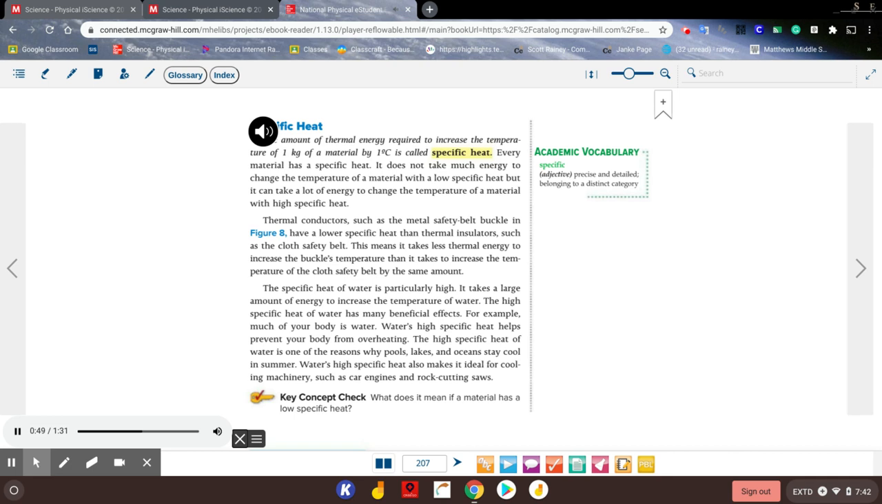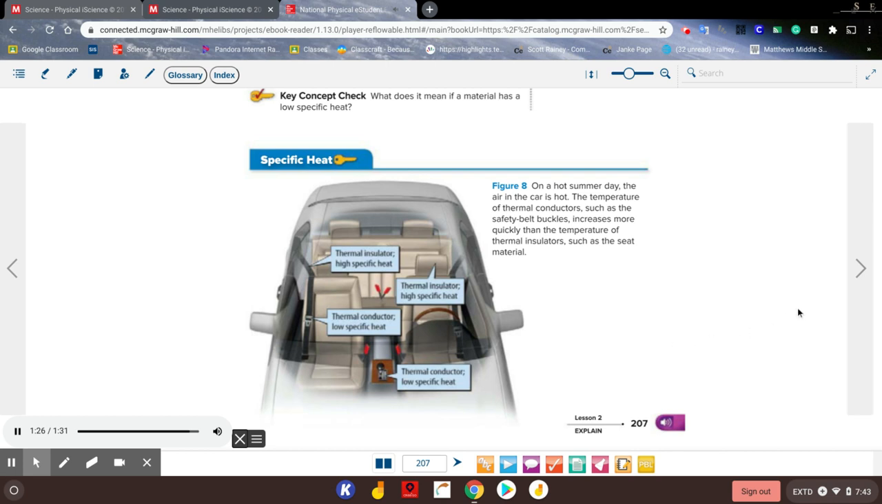The specific heat of water is particularly high. It takes a large amount of energy to increase or decrease the temperature of water. The high specific heat of water has many beneficial effects. For example, much of your body is water. Water's high specific heat helps prevent your body from overheating. The high specific heat of water is one of the reasons why pools, lakes, and oceans stay cool in summer. Water's high specific heat also makes it ideal for cooling machinery, such as car engines and rock-cutting saws. Key concept check. What does it mean if a material has a low specific heat?